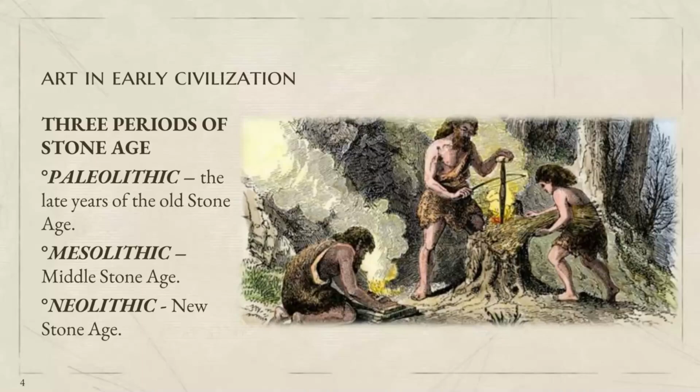The second one is Mesolithic or Middle Stone Age, the Old World archaeological period between the Upper Paleolithic and Neolithic. The third one is the Neolithic period or New Stone Age, characterized by the beginning of settled human lifestyle.